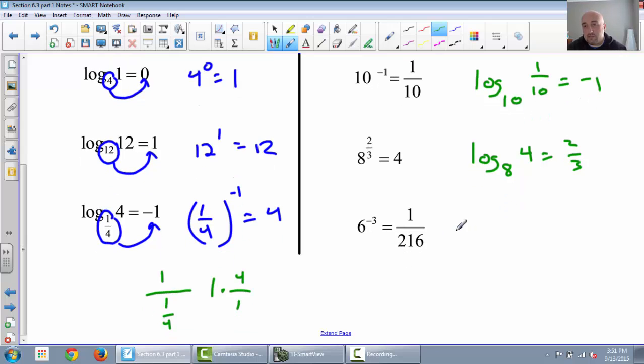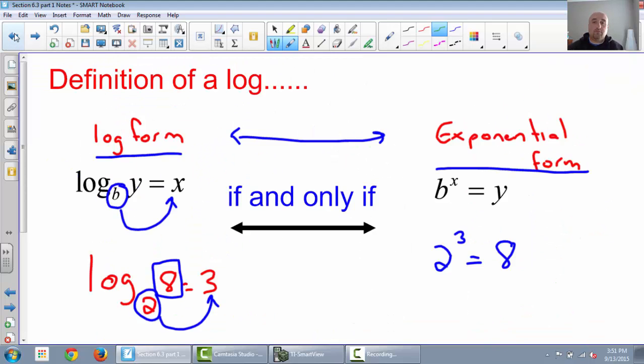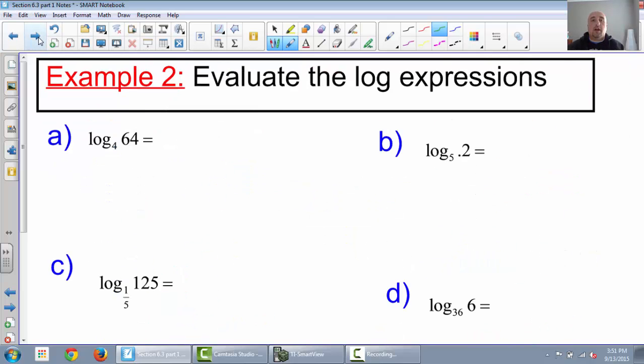And last but not least on this page, log first. The base of my exponent is the base of my log. The number after the equal sign goes next to my log, and the number that's the exponent goes to the right of the equal sign. So 6 to the -3rd is 1/216, or 1/6 to the +3rd. So 6 to the +3rd is 216. That's where that comes from. Okay, so that's generally going back and forth from one to the other using the definition of a log. All right, let's see what we got next.